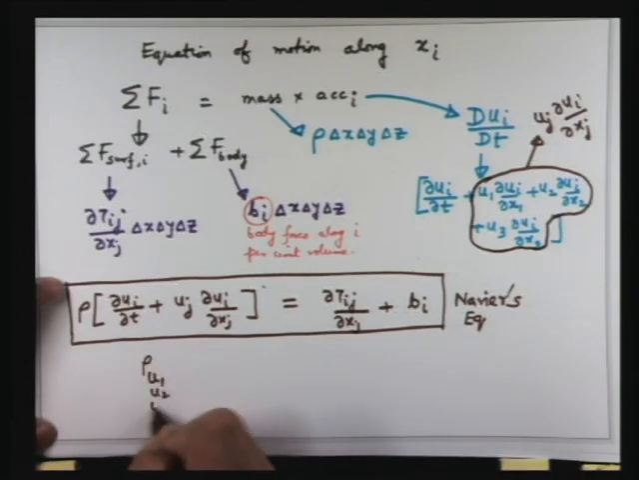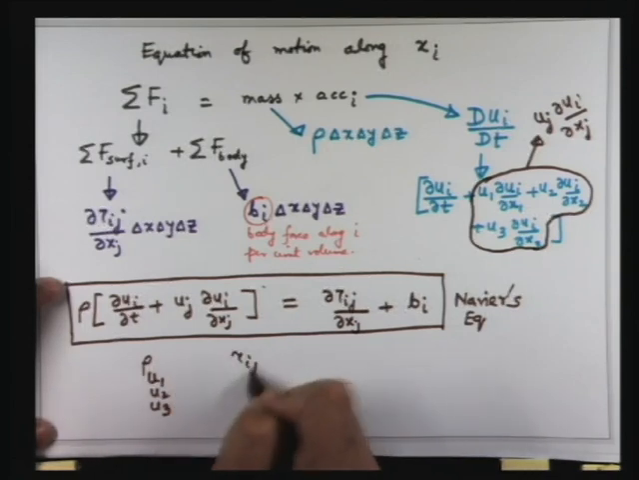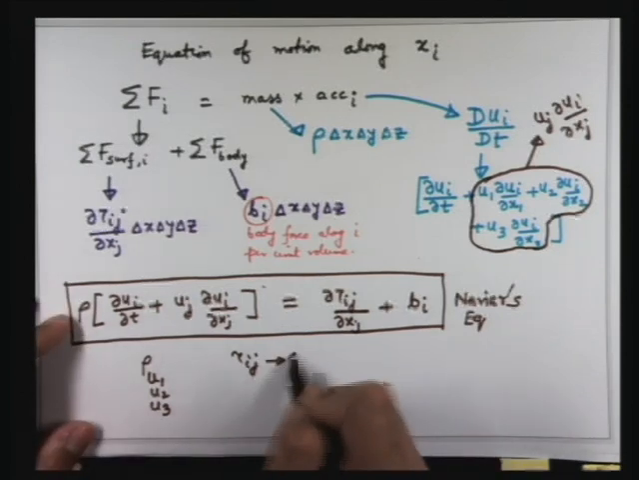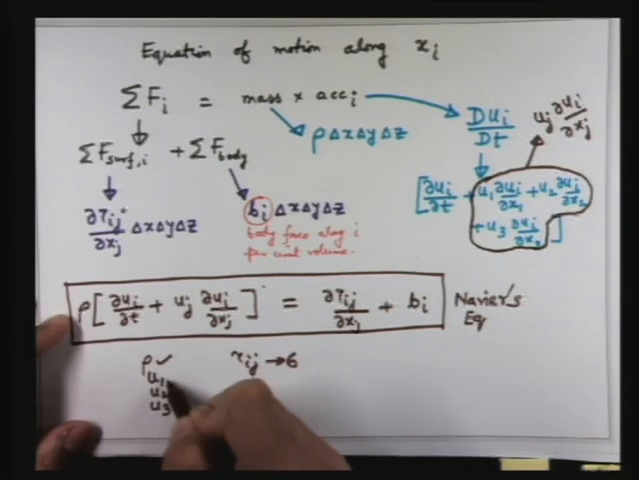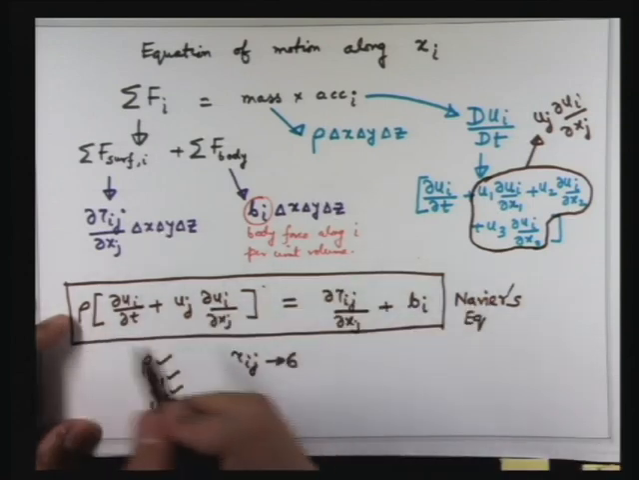u1, u2, u3 and tau ij, how many unknowns are there? I could be from 1 to 3, j could be from 1 to 3. So total 9 are there, but because tau ij equal to tau ji already that is known, so you have 6 unknowns. So total 6. That means 1, 2, 3, 4 plus 6, 10 unknowns, and you have only 4 independent equations.